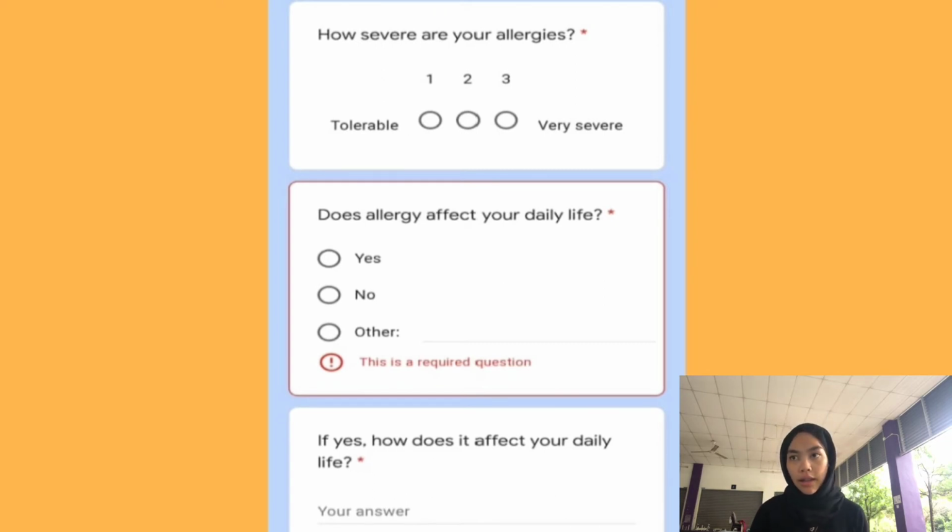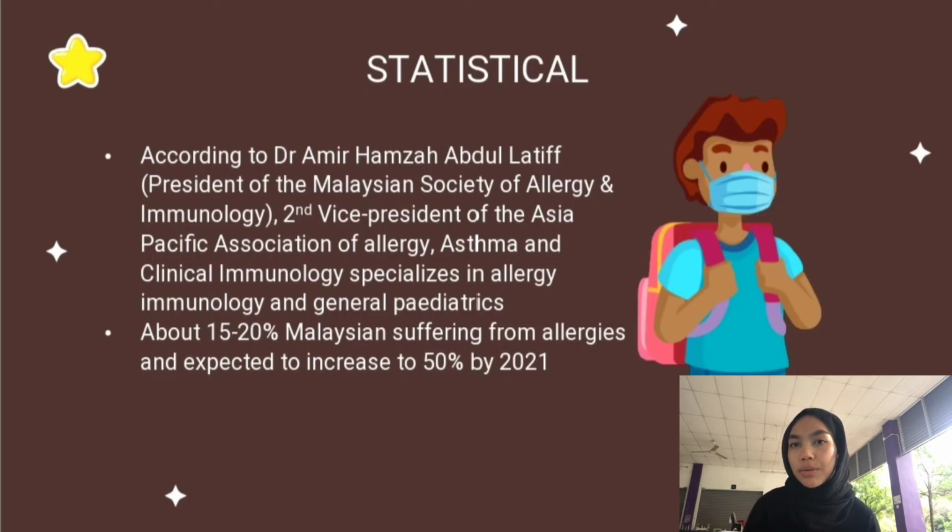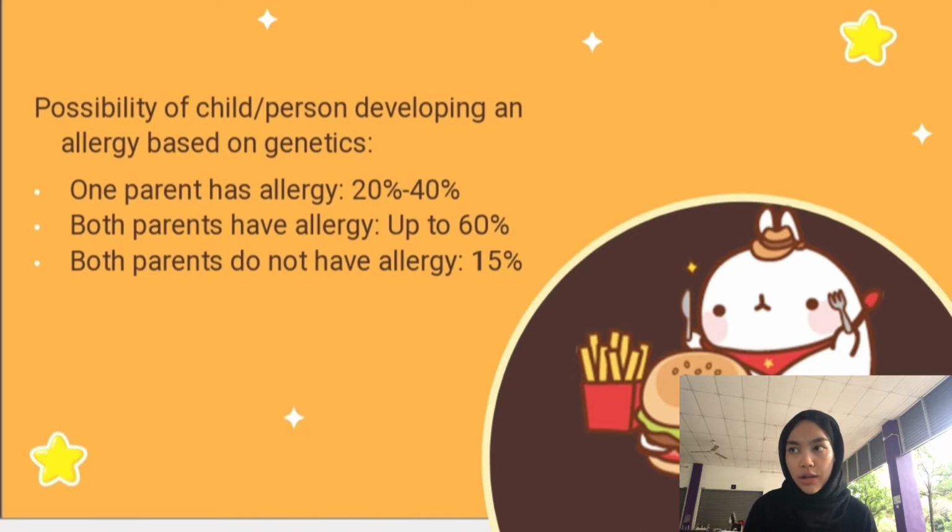On the other hand, we provided this survey to a part of the population chosen, which is our sample size. According to research by Dr. Amir Hamzah Abdul Latif, 15 to 20% of Malaysians suffer from allergies, expected to increase to 50% by 2021, which will become a common disease for people. A child or person likely to develop allergy based on genetics is one whose both parents have allergy, with a possibility of up to 60%, followed by one parent having allergies and both parents not having allergies, with percentages of 20% to 40% and 50% respectively.